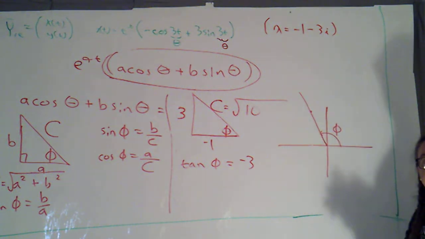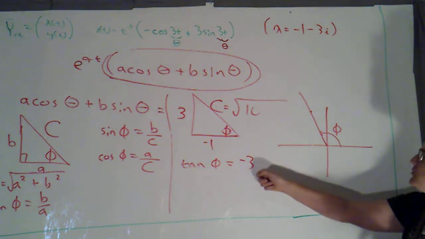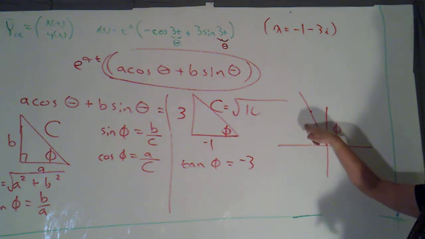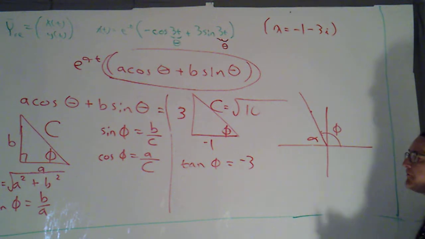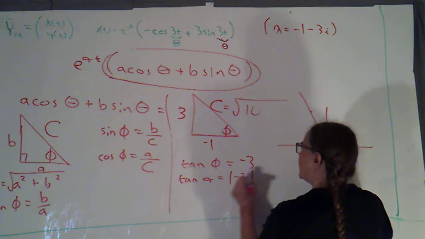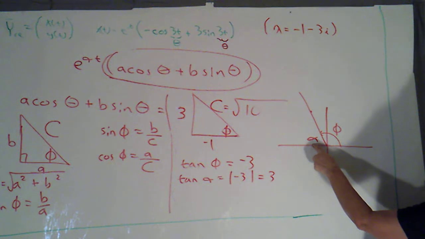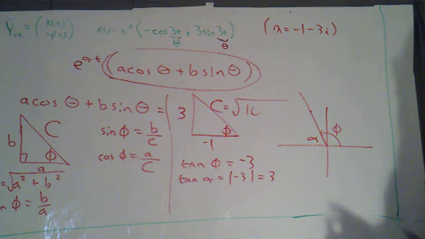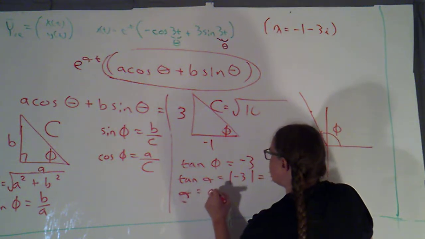So I know that my phi is going to be an angle here that's in quadrant 2, whose tangent is -3. Now, the fact that it's negative makes a lot of sense because we're in quadrant 2. I'm just going to figure out my reference angle. If I let alpha equal my reference angle, I know that tangent of alpha is just the absolute value of -3, which is 3. Quick reminder, the reference angle is always what you make with the terminal ray and the x-axis. So then I can see that alpha is just arctan of 3.